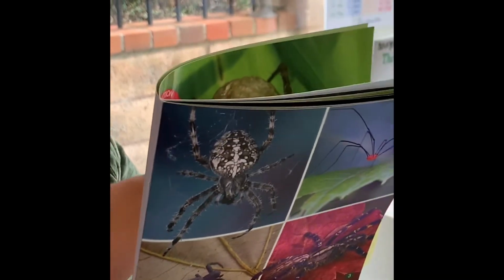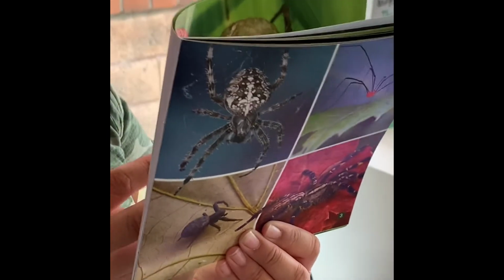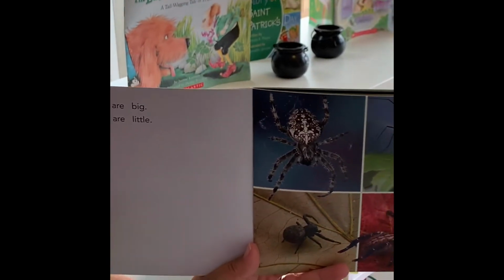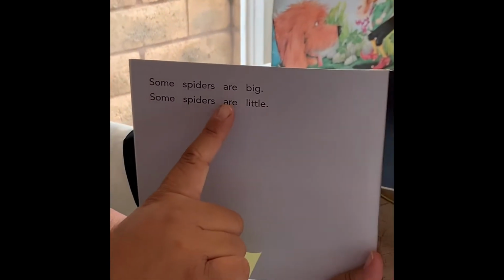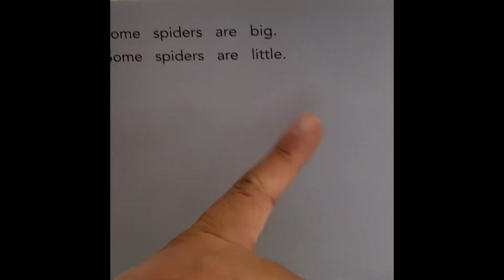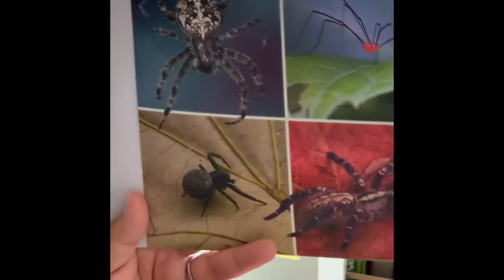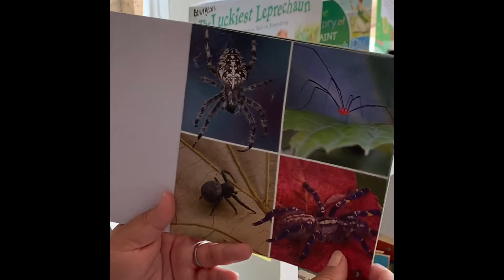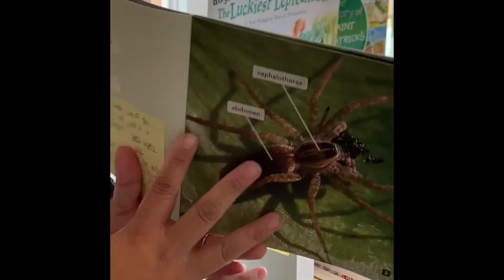So let's read the words and let's make it match. If you can read with me, go ahead and try it. Okay, guys? So let's read the words. Ready, Emilio? Here we go. Some spiders are big. Some spiders are little. So they were teaching us that some spiders are big and some spiders are little. Very good. Okay, let's look at the next page.